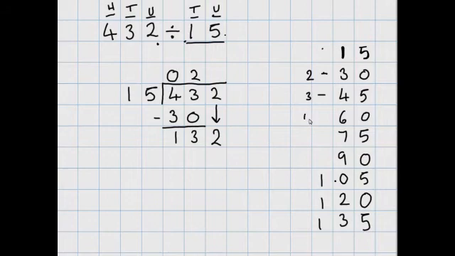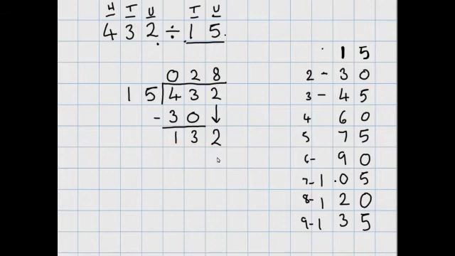Well, 4 15s, 5 15s, 6 15s, 7 15s, 8 15s, 9 15s. So I can see that 8 15s are 120, but 9 15s are 135, so I can't go that high. So I'm going to have to go with 8 15s. So 8 15s go into 132. So 15 goes into 132 8 times.